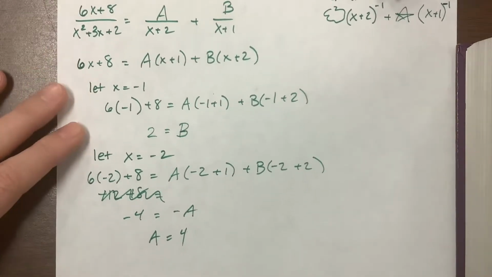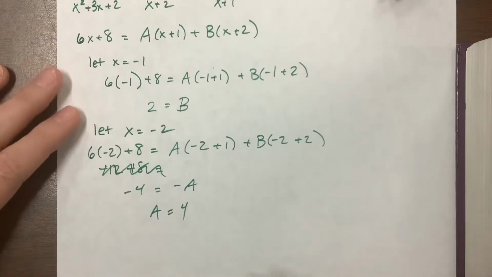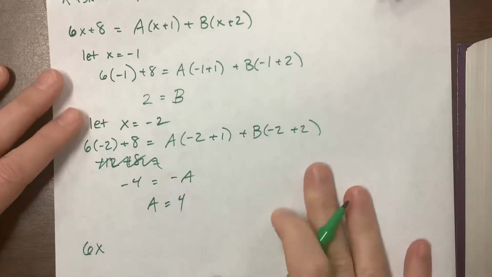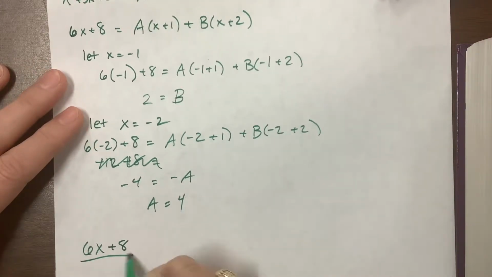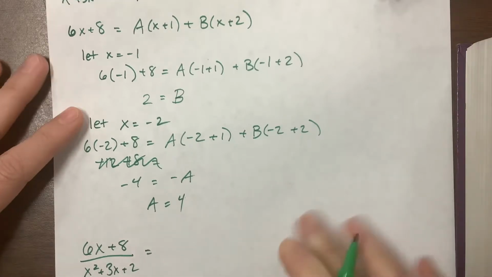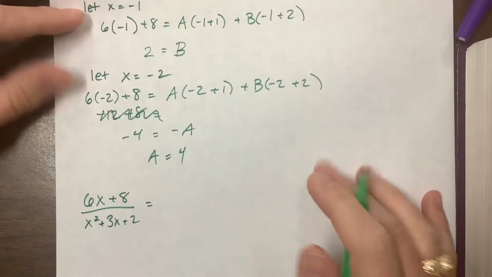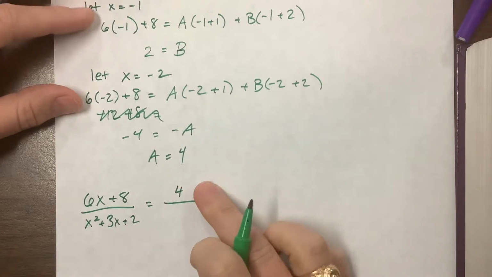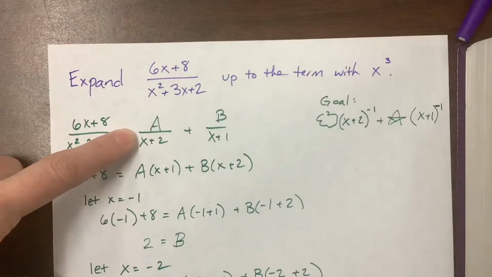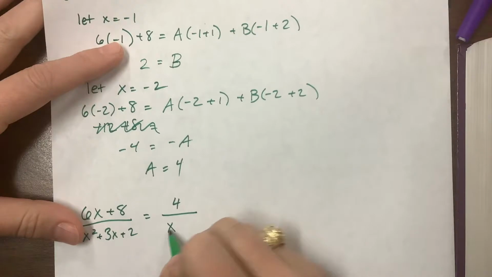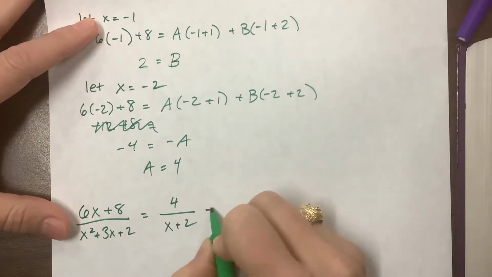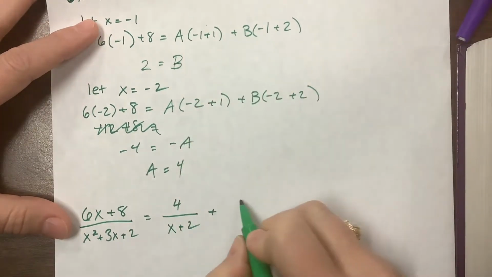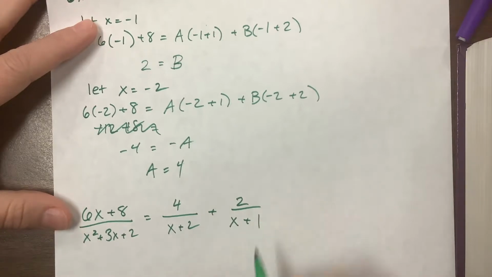Okay, so far we've done all this work to say that 6x plus 8 over x squared plus 3x plus 2 is equal to 4 over, well, what was 4 over? 4 was over the x plus 2. And the b is now 2, over x plus 1.